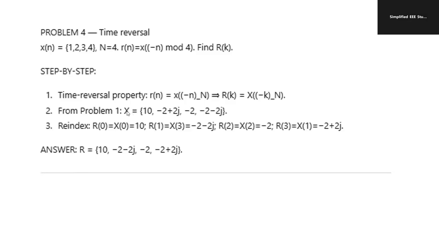You have to find out X, that means 10, minus 2 plus 2j, minus 2, minus 2 minus 2j. Then re-index: r of 0 is nothing but x of 0. Then r of 1 is nothing but x of 3, correct? x of 3. Then r of 2 is nothing but x of 2. Like that, you put and find out the value of r. R is equal to 10, minus 2 minus 2j, minus 2, minus 2 plus 2j.